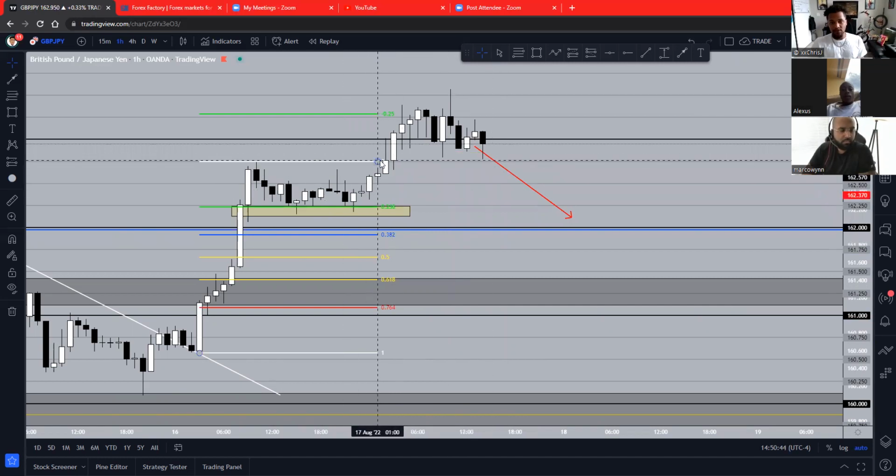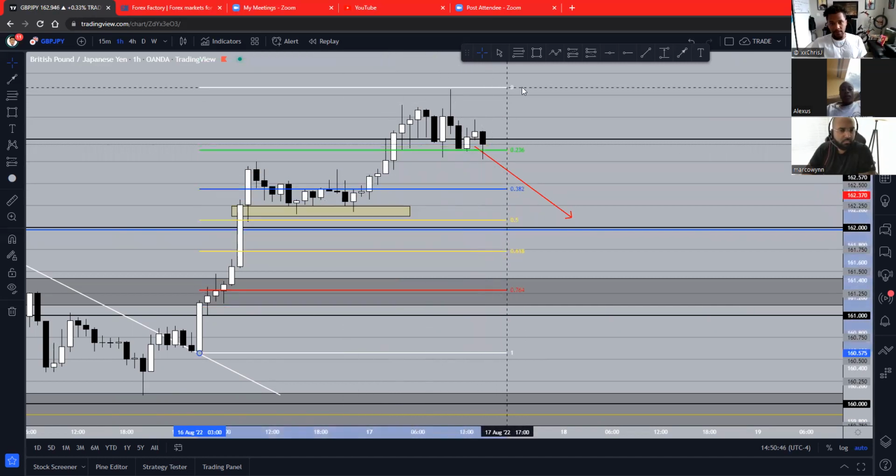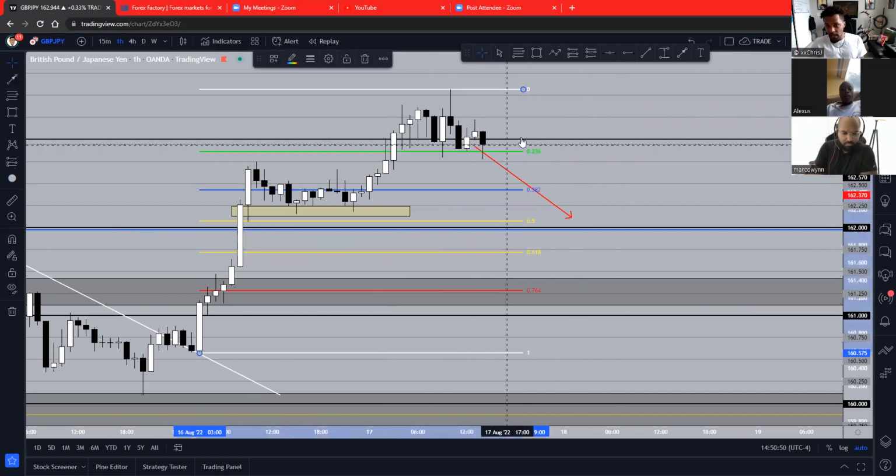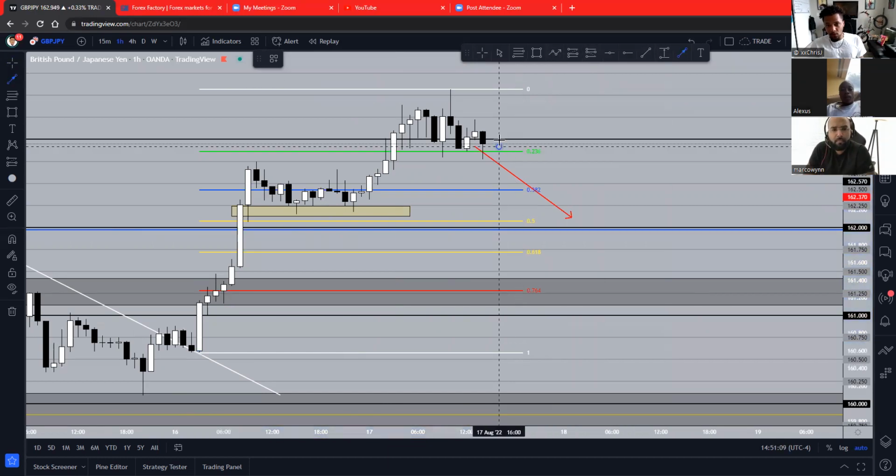And right now, it's even doing the same thing. It's rejecting this 0.236, and we're at a quarter point. Can y'all see the quarter point, or is the thing in the way? I can see it. Okay, yeah. So right here, we're at a quarter point of 163. We're rejecting this 0.236, so that's telling me we're more than likely going to continue to the upside.